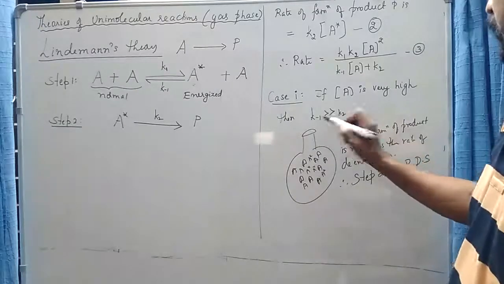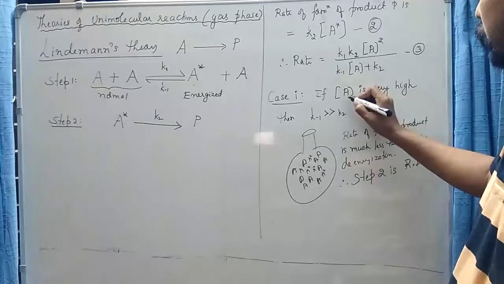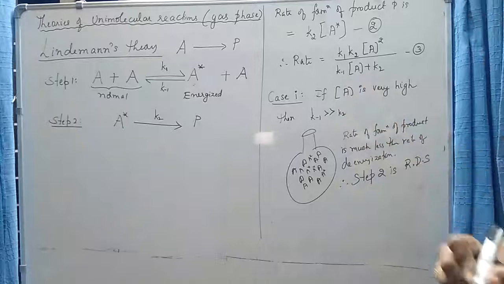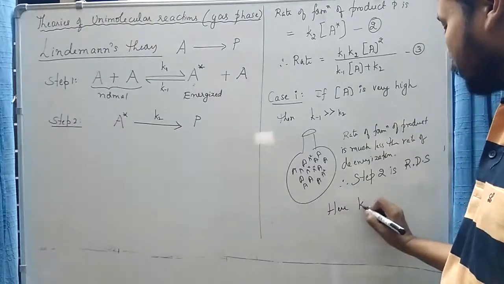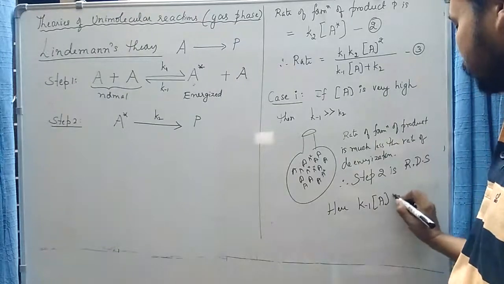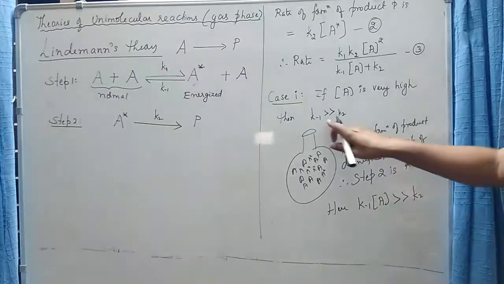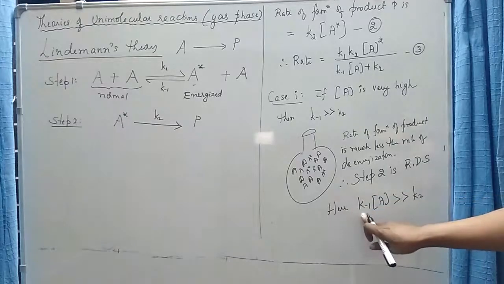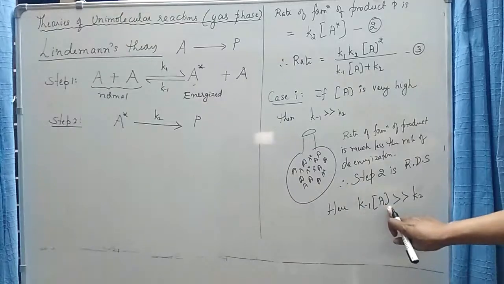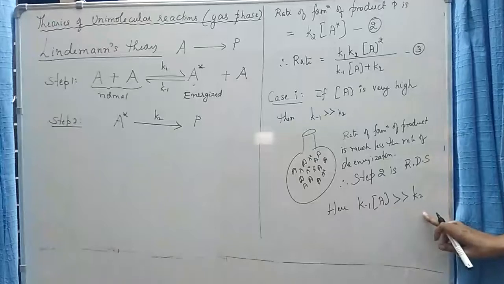So since k minus 1 is much greater than k2, and already we have set that concentration of A is very high, here k minus 1 into A is much greater than k2. Already k minus 1 is much greater than k2, that I have written here. So I am multiplying it by a further big number. This is already a big number compared to k2, and I am multiplying this big number by another big number, that is concentration of A, because it is very high. So k minus 1 into A is much greater than k2.